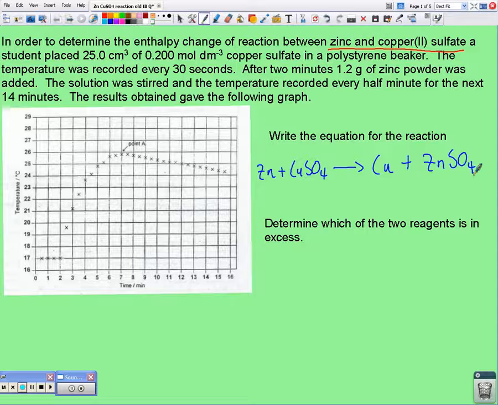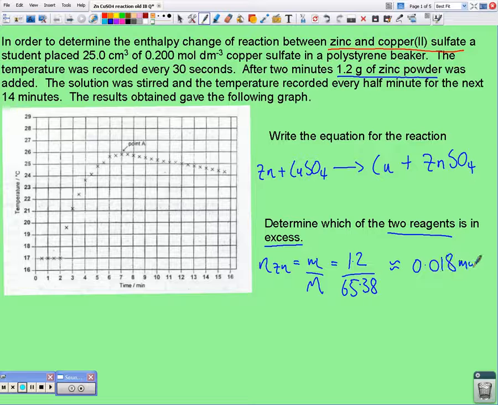We need to know that 1-to-1 ratio because next it wants us to find out which of those two reagents is in excess. Well, the zinc is given as a mass of a powder, so to find the moles of zinc we just use mass over molar mass, which is 1.2, and if you check your periodic table you'll find the relative atomic mass of zinc is 65.38, which gives us an approximate number of moles. I'm just giving 2 sig figs, 0.018 moles.